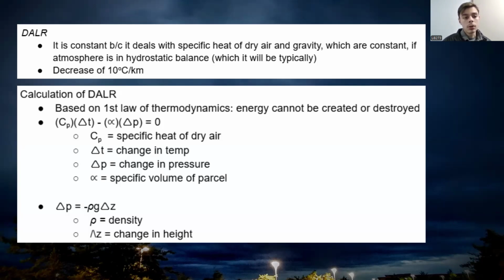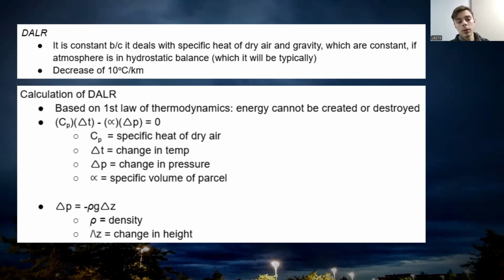If the environment is in hydrostatic balance, which it typically is, so if there's any variance, it's very minor, it's negligible, it means that we're going to have a decrease of 10 degrees Celsius per kilometer. So that's what this rate is. If we're going by this rate, then it is 10 degrees Celsius per kilometer.